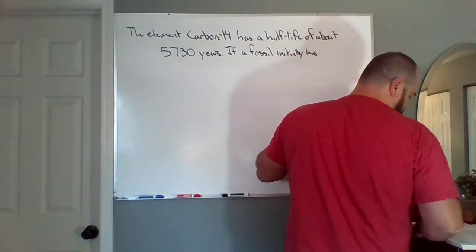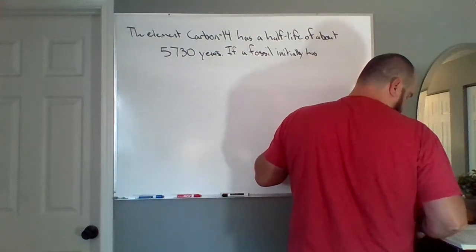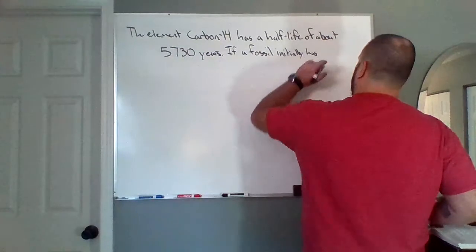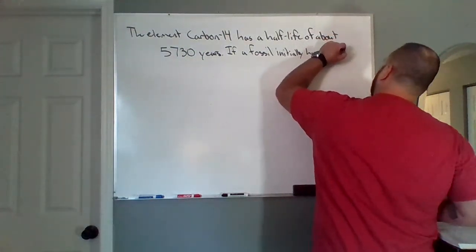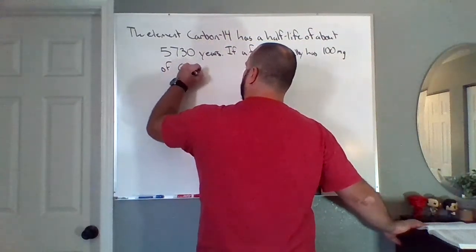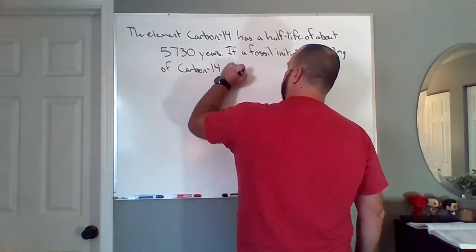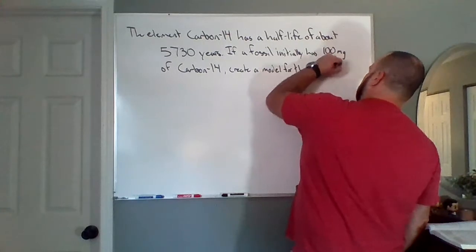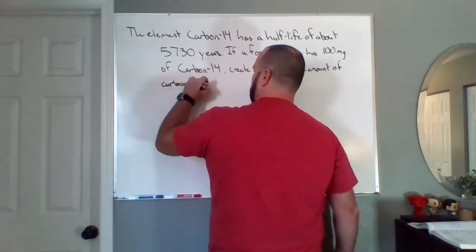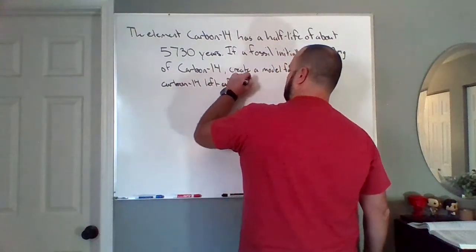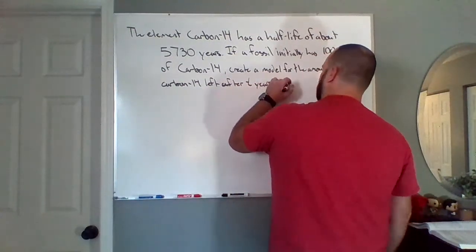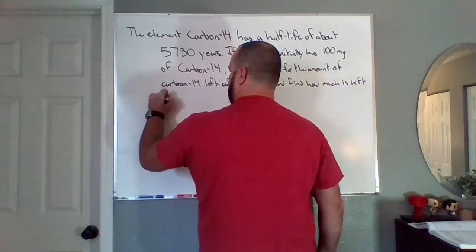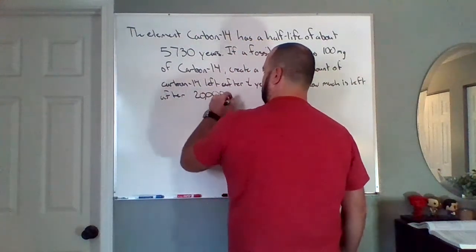Okay, so if a fossil initially has, we'll say 100 milligrams of carbon-14, create a model for the amount of carbon-14 left after t years, and find how much is left after 20,000 years.